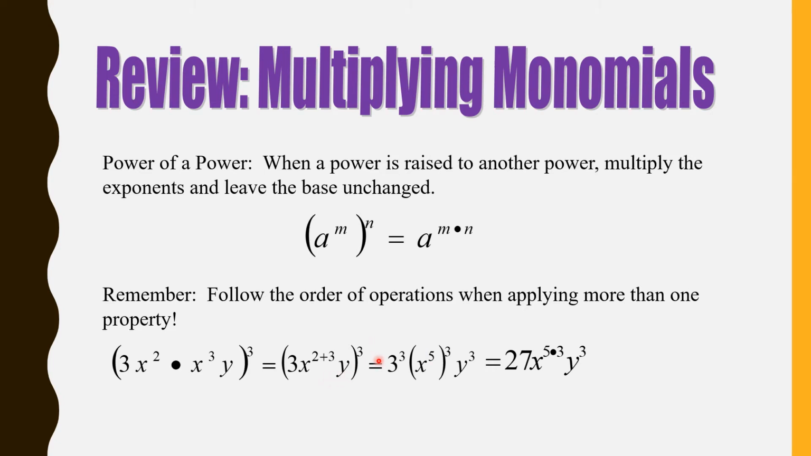And then y cubed. So that is 3 cubed, x to the power of 5 raised to the cube, then y cubed. That is 3 times 3 times 3 is 27. So for x, we have 5 times 3 is 15. That's why we get this, and then y cubed. So we have this final answer: 27 x to the 15 y cubed.